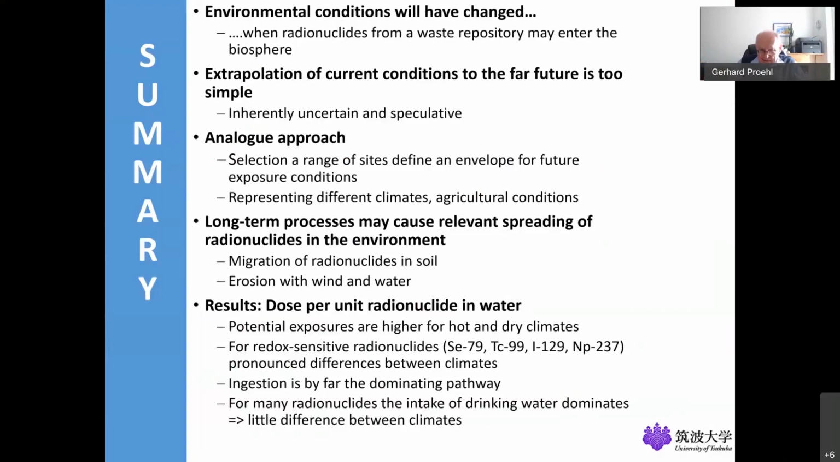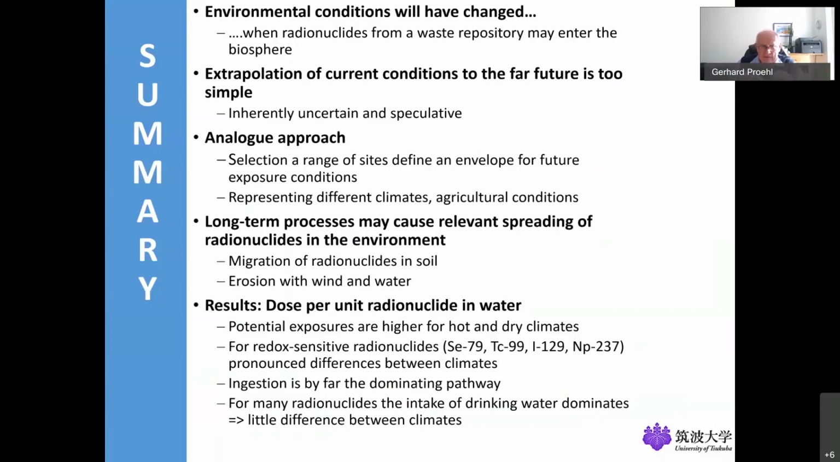For redox-sensitive radionuclides such as selenium-79, technetium-99, iodine-129, and neptunium-237, there are pronounced differences between climates. We have also seen that ingestion is by far the dominating pathway. I have not addressed external exposure and inhalation in the presentation. You can read about it in this report, which was shown at the very beginning. But ingestion is by far the dominating pathway.